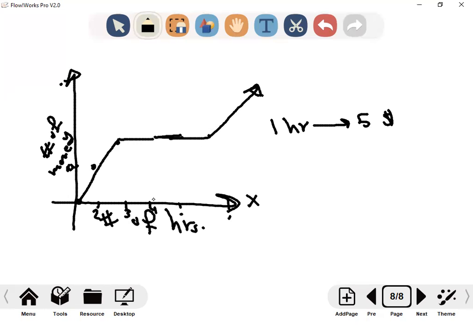Now how do we analyze the graph? Look here. We started from 0, 0. Here is the number of hours. I will say as the number of hours increases, the amount of money also increases. And here, the number of hours keeps increasing, but the amount of money is constant. Then the number of hours keeps increasing, and also the amount of money increases.